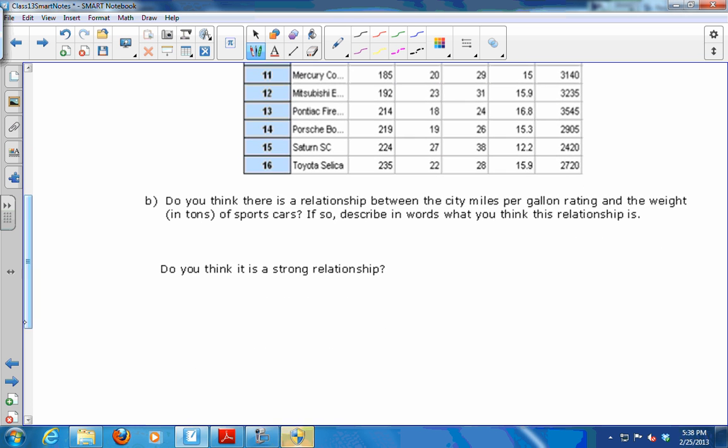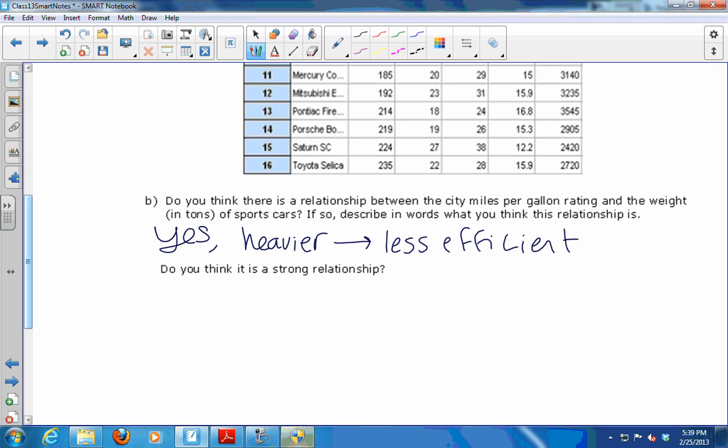So do we think there's a relationship? Yes. Heavier will lead to less efficient. Okay, do you think it's going to be highly predictive? If you know the weight, will you be able to predict its fuel efficiency?